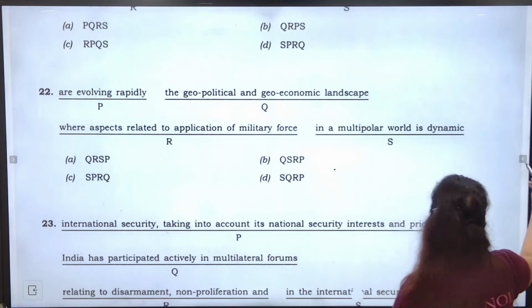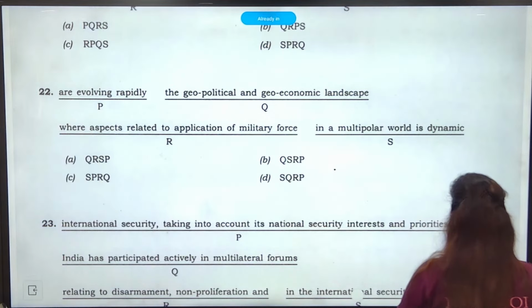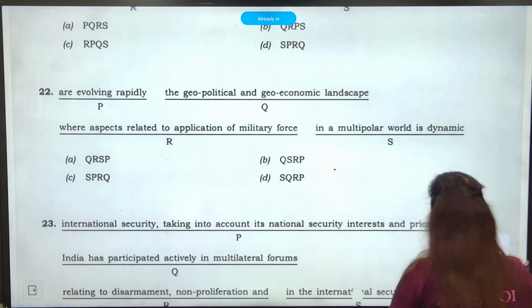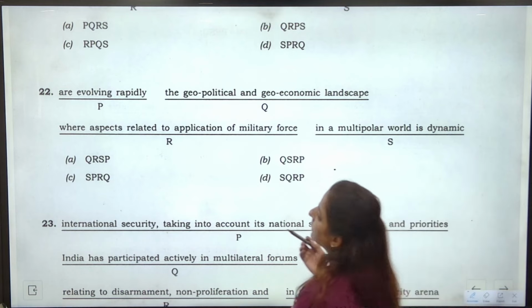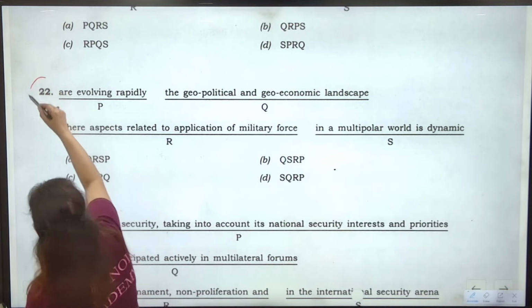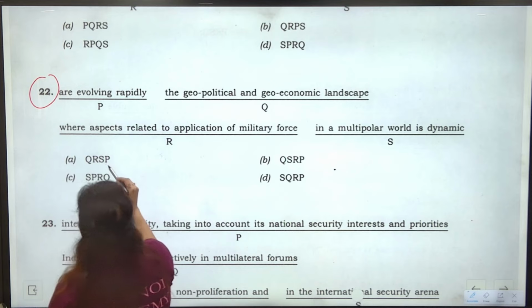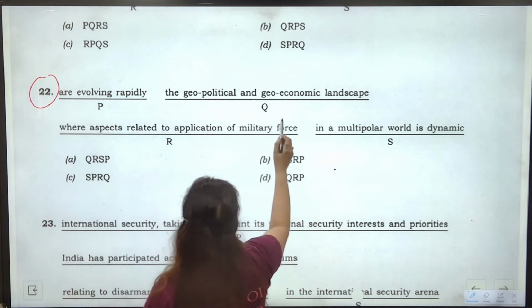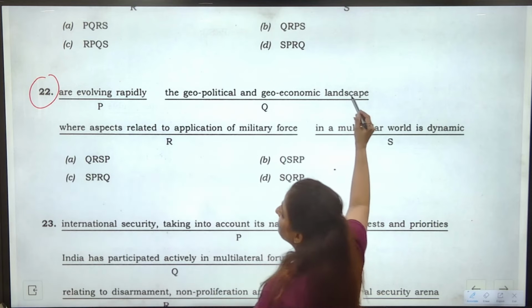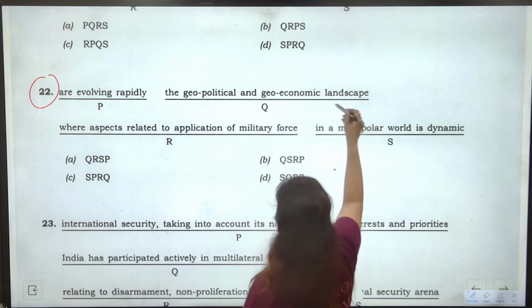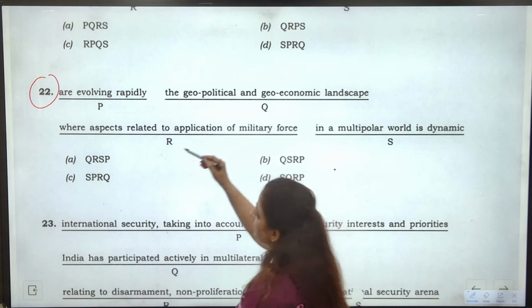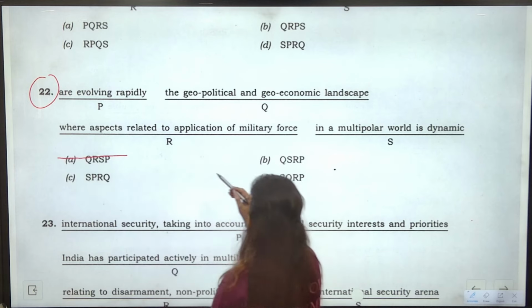Question 22. Let's read alpha QRSP. The geopolitical and geo-economic landscape where aspects. R is not connecting with Q. Alpha is not the answer.